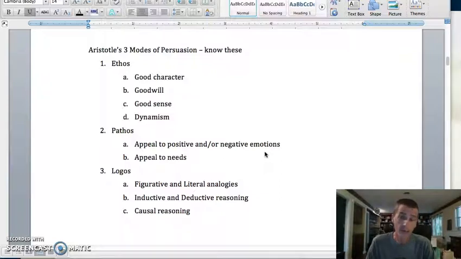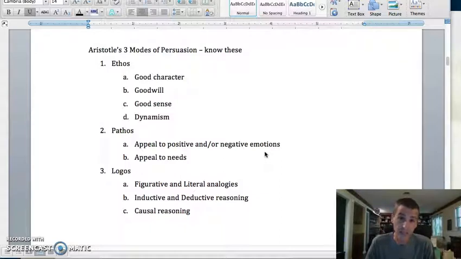While a literal analogy is what we call parallel case reasoning, and this is where you're simply comparing the likeness between two similar things. You're arguing that what happened in one is likely to happen in the other because they're so similar. Okay? Inductive versus deductive reasoning.